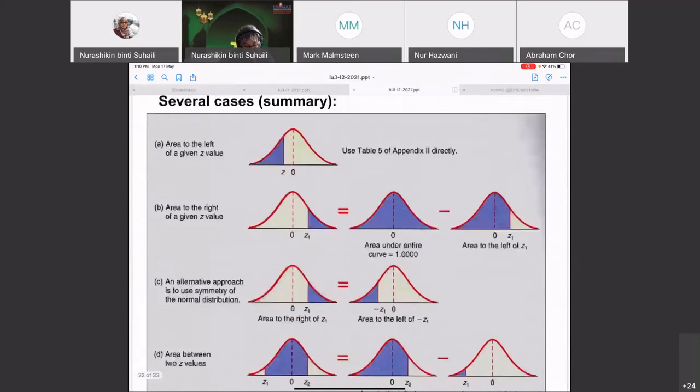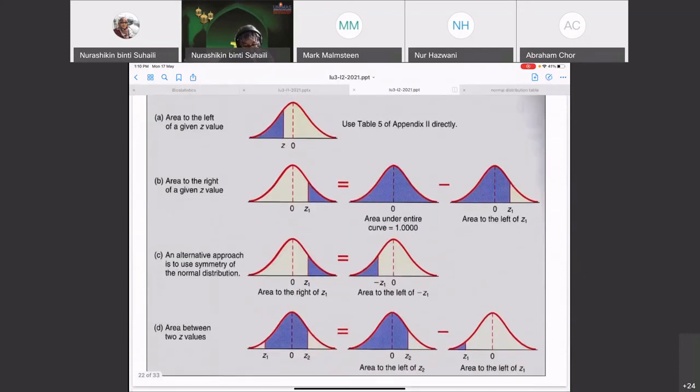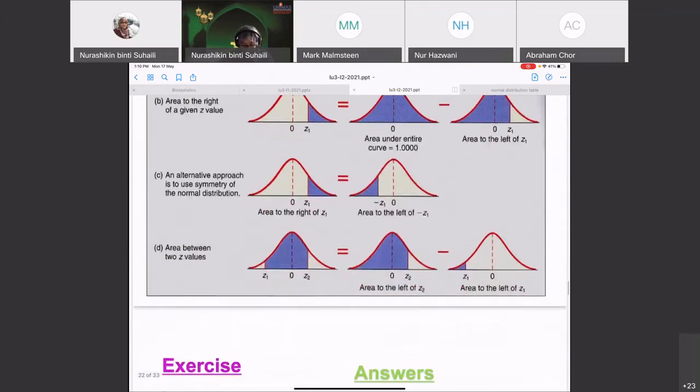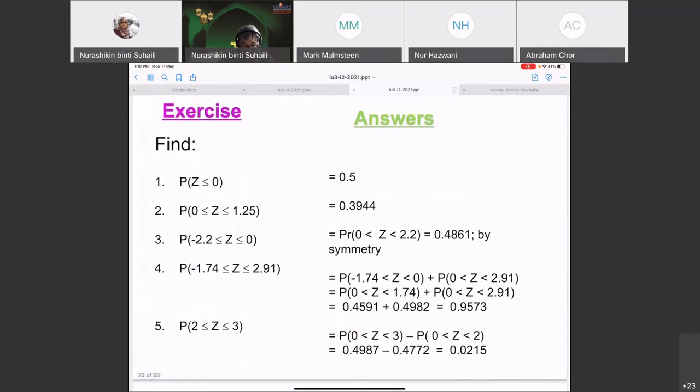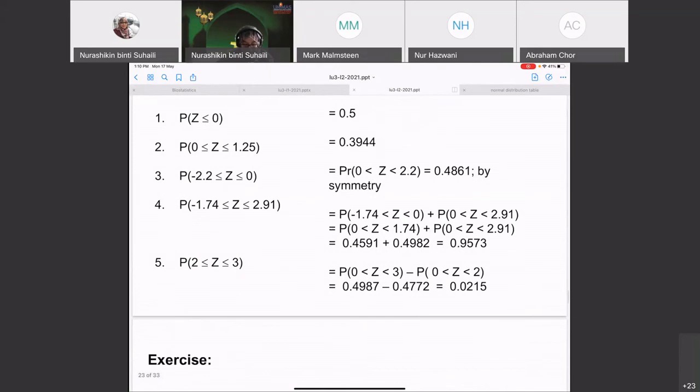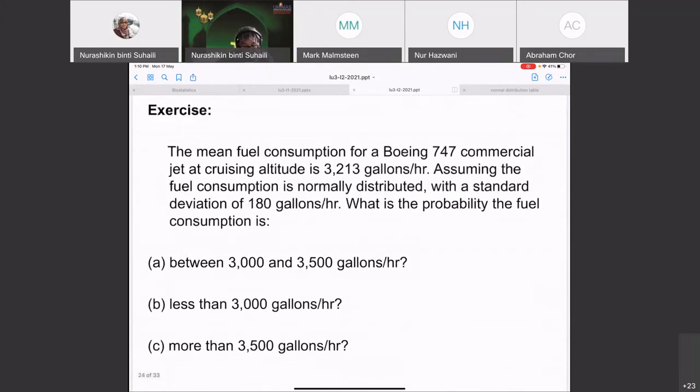So just keep some of the exercises. I leave it to you. I think this one is what I've explained as well. Oh, the answer. Any questions so far?